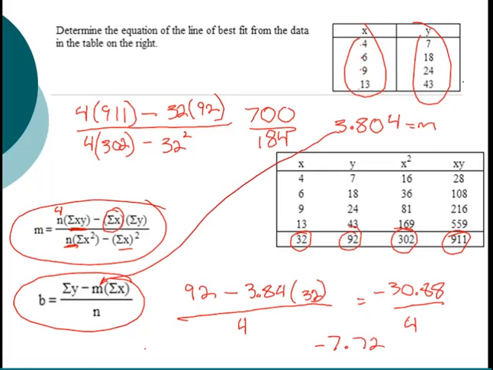So that means my answer is y equals 3.804, or just 3.8x, minus 7.72. This would be my y-intercept, which is negative 7.72, and the slope of 3.804.